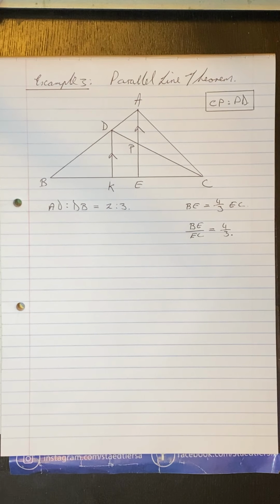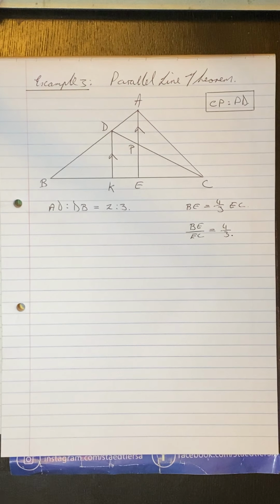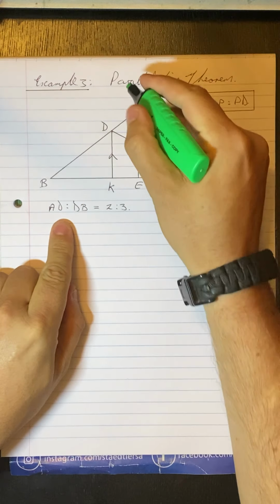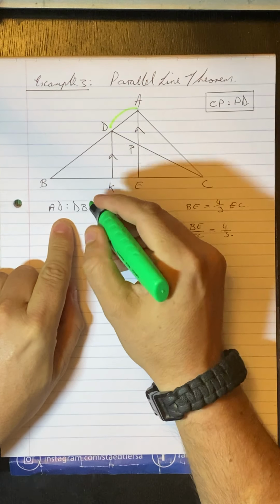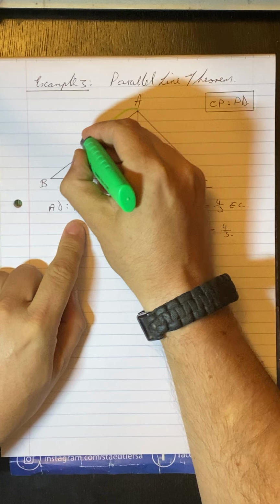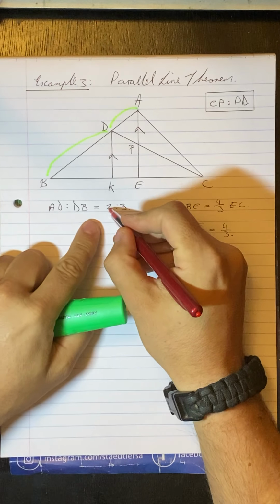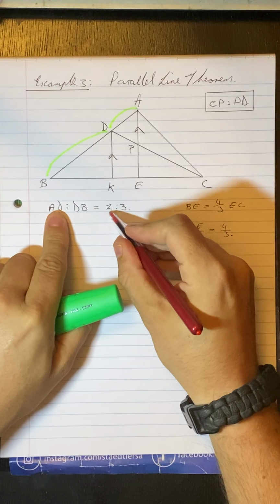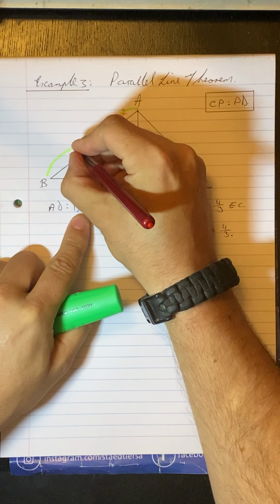So what I'm going to do first of all is work with this proportion over here. We've got a proportion of AD to DB, and we know that proportion is 2 to 3. AD is 2, DB is 3. So we have this 2 to 3.